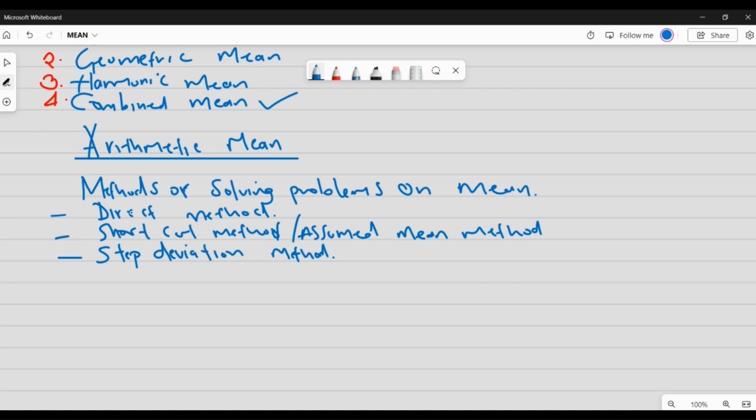You are able to get the mean if you use any of these methods, and they will all give you the same answer, whether using the direct method, the shortcut method or the step deviation method. They will all lead to the same answer.